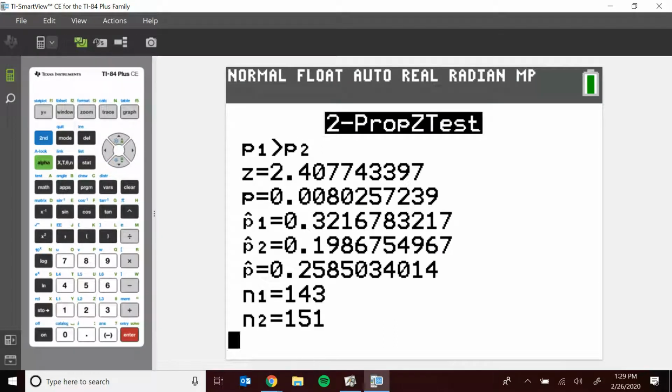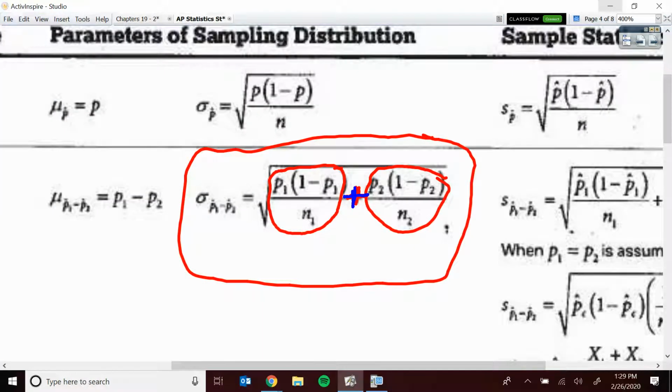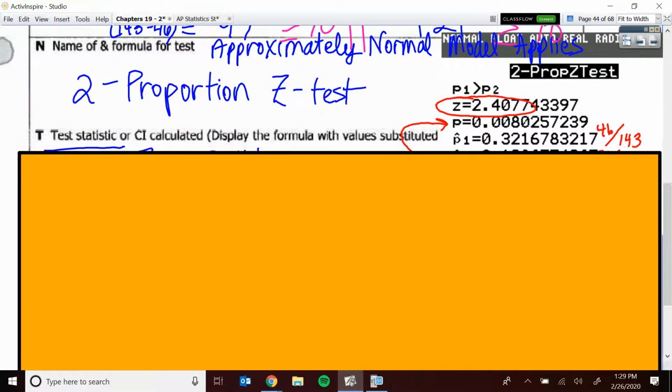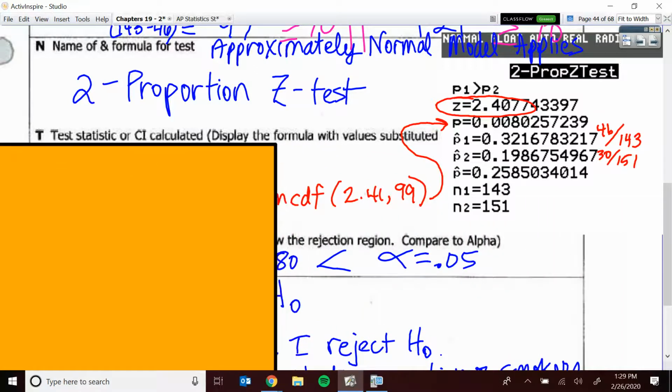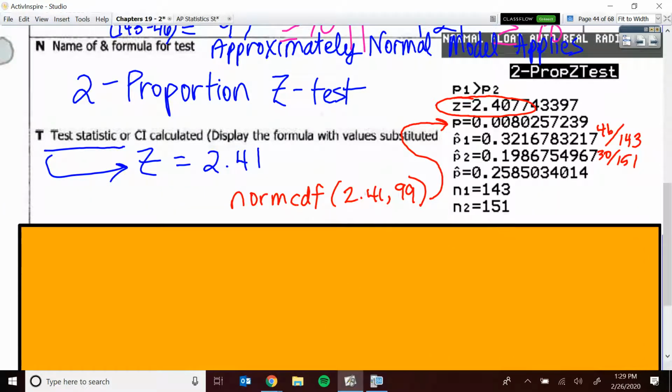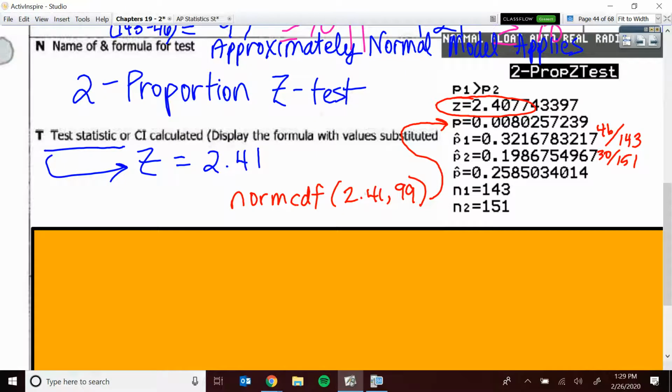Voila. There's information, and so let me show you what all that is and talk to you about it. So here I've got a picture of the calculator stuff going on. There, of course, is your z-score. Yay, there's your z-score. That's our test statistic. Okay, you see the p-hat 1? P-hat 1 is the sample proportion, 46 out of 143. And p-hat 2 was the second group's 30 out of 151. Okay, so that's just the p-hat results.